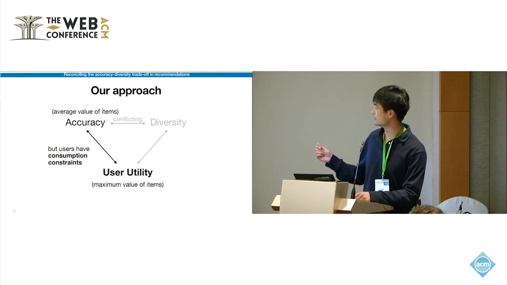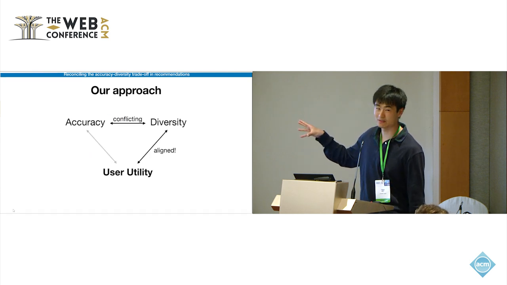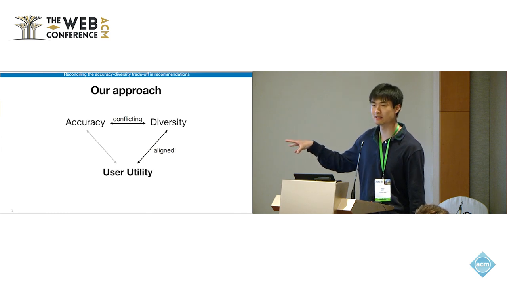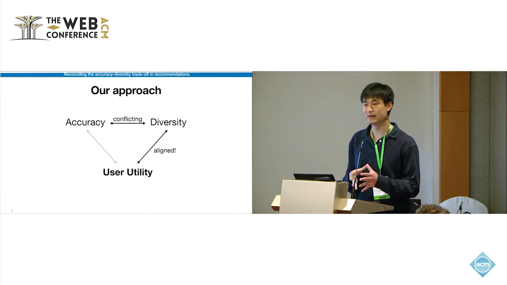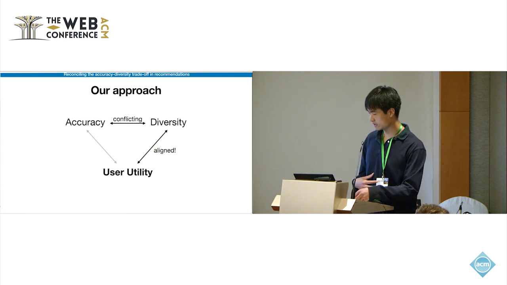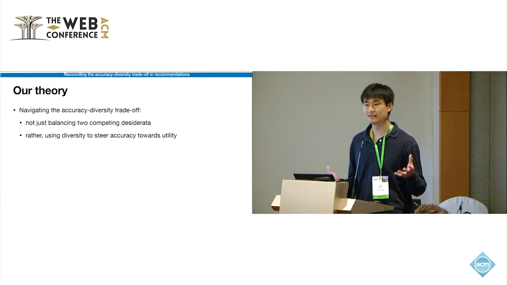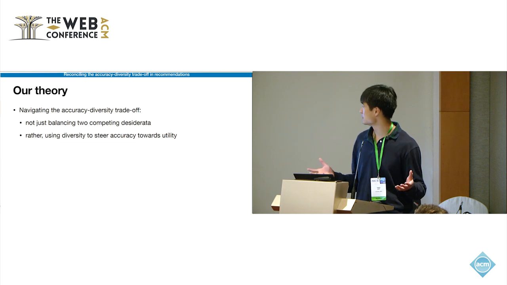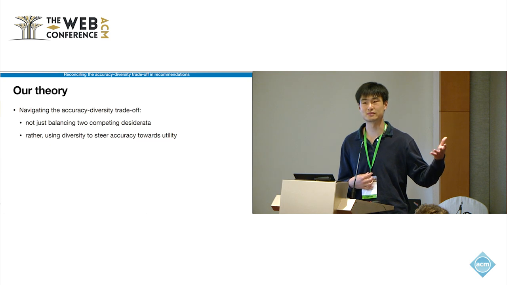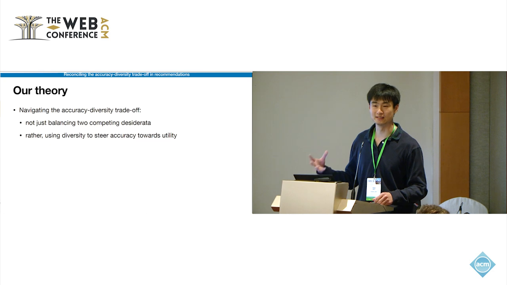And this turns out to be useful, since what we show is that while accuracy, concerning the average value of items, is conflicting with diversity, considering this subtle change to the maximum value of user utility actually makes this objective aligned with diversity. So under our theory, navigating the accuracy-diversity trade-off isn't just balancing two competing desiderata, but rather you can see it as using diversity to help steer accuracy, which is something that machine learning systems are very good at, steering accuracy towards something that's actually more utility maximizing.